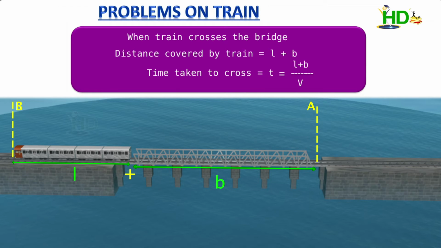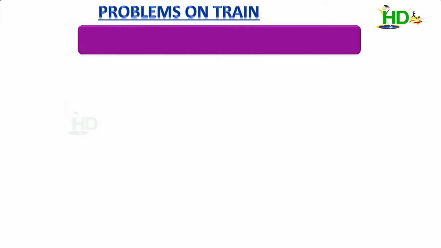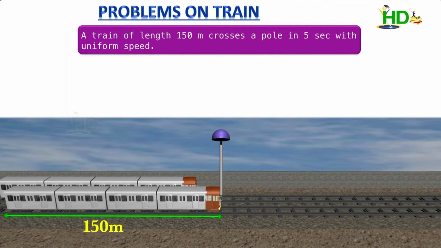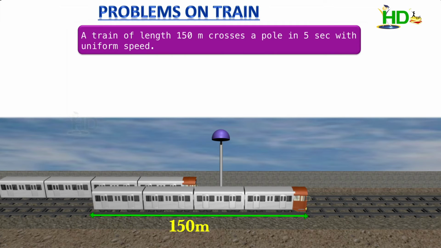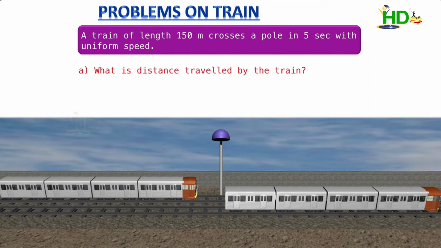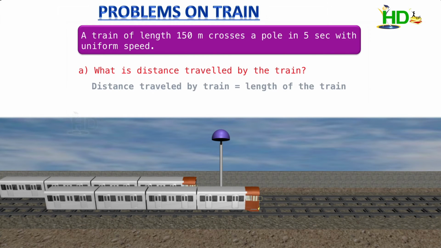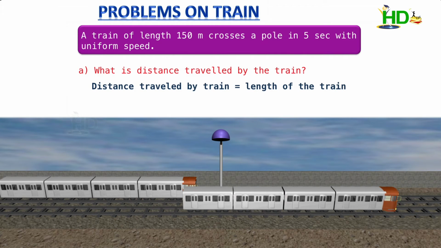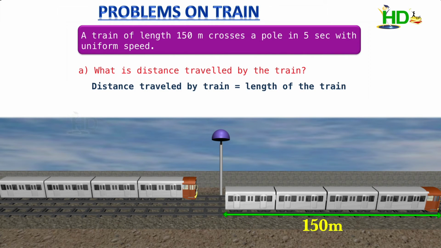And related to these two ideas, we take an example. A train of length 150 meter crosses a pole in 5 seconds with uniform speed. Now my first question is, what is the distance traveled by the train? Yes, to cross the pole, the train has to travel a distance equal to the length of the train. Therefore, the distance traveled by the train is 150 meter.